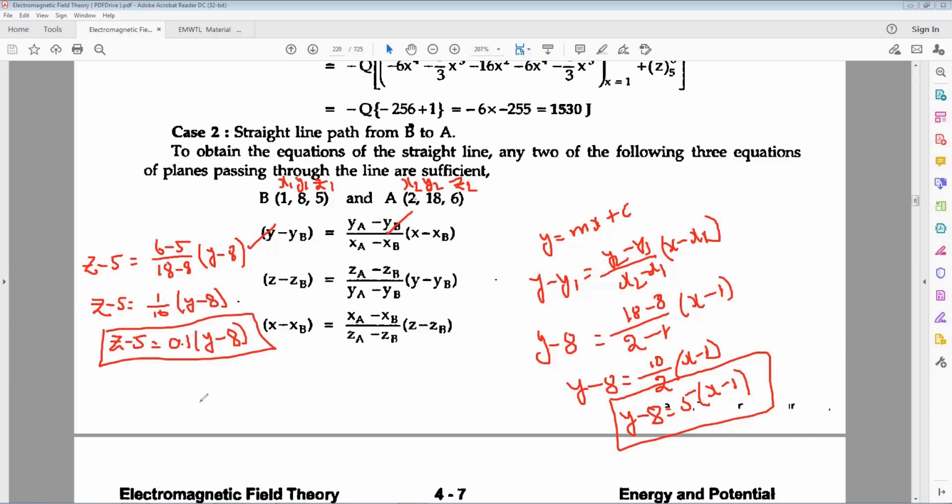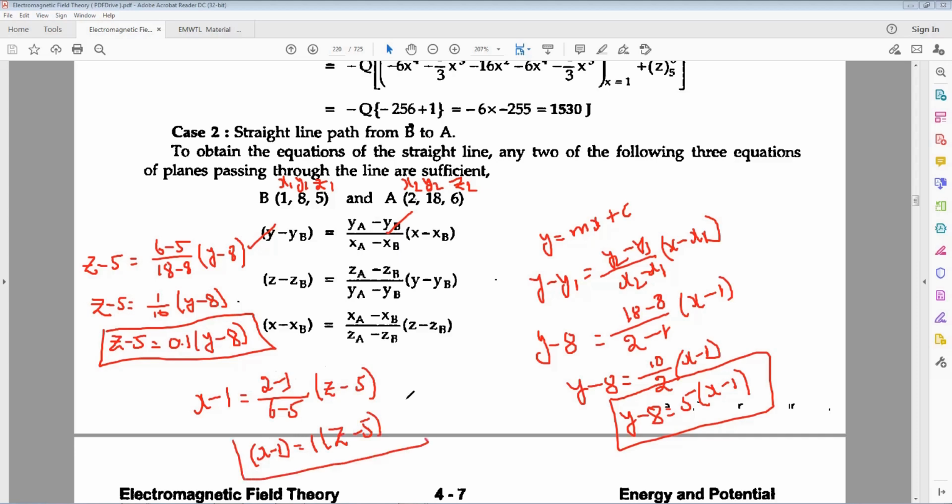Next, the last one is x minus xb. X minus xb is 1. X minus 1 is equal to x2 minus x1, 2 minus 1 by 6 minus 5 and z minus 5. Okay, it becomes x minus 1 into 2 minus 1 is equal to 1, 6 minus 5 is 1, and 1 into z minus 5.